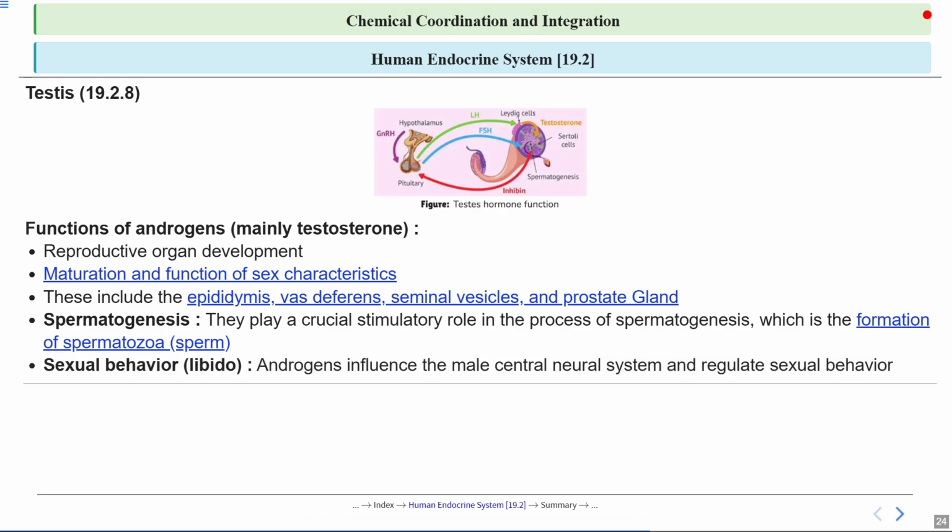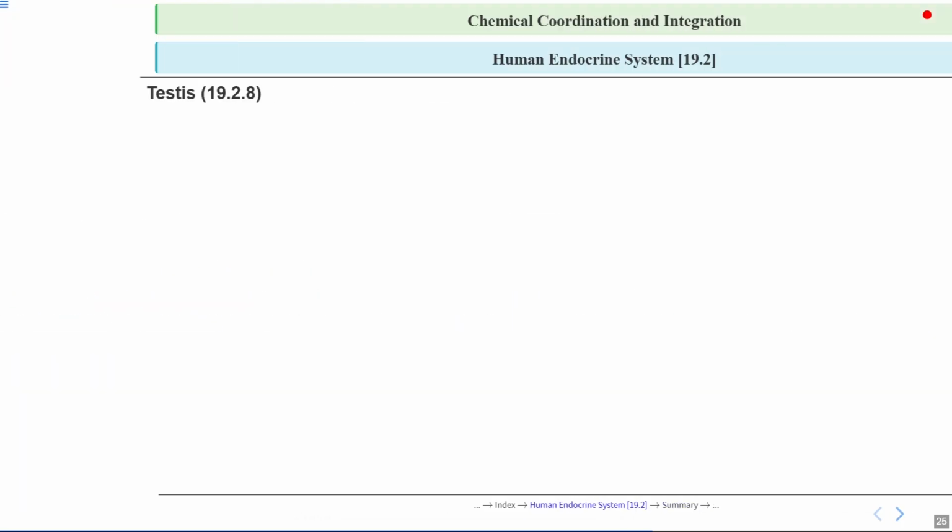Sexual behavior or libido: androgens influence the male central nervous system and regulate sexual behavior. Androgens like testosterone affect the male brain and control sexual behavior, including libido, by influencing the CNS, which helps regulate desires and responses related to sex.